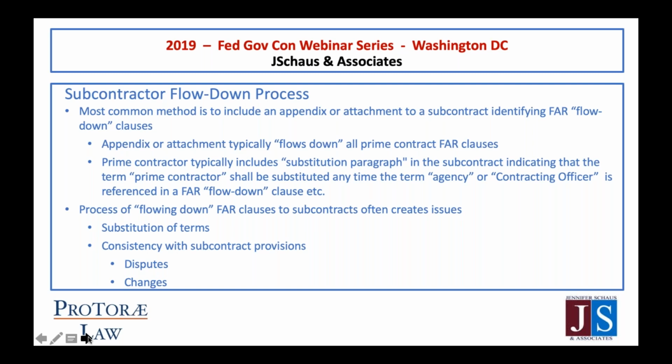FAR clauses address issues that you typically would include in a commercial subcontract. Terminations, disputes, changes, stop work orders, those sorts of issues come up in any contracting relationship. So a prime and a sub will likely address them. And if they just flow down in an appendix all FAR clauses, it may be that the same topic is included in one of the FAR clauses, but treated differently. And so you have an inconsistency. And then the issue is, well, which one has precedence?